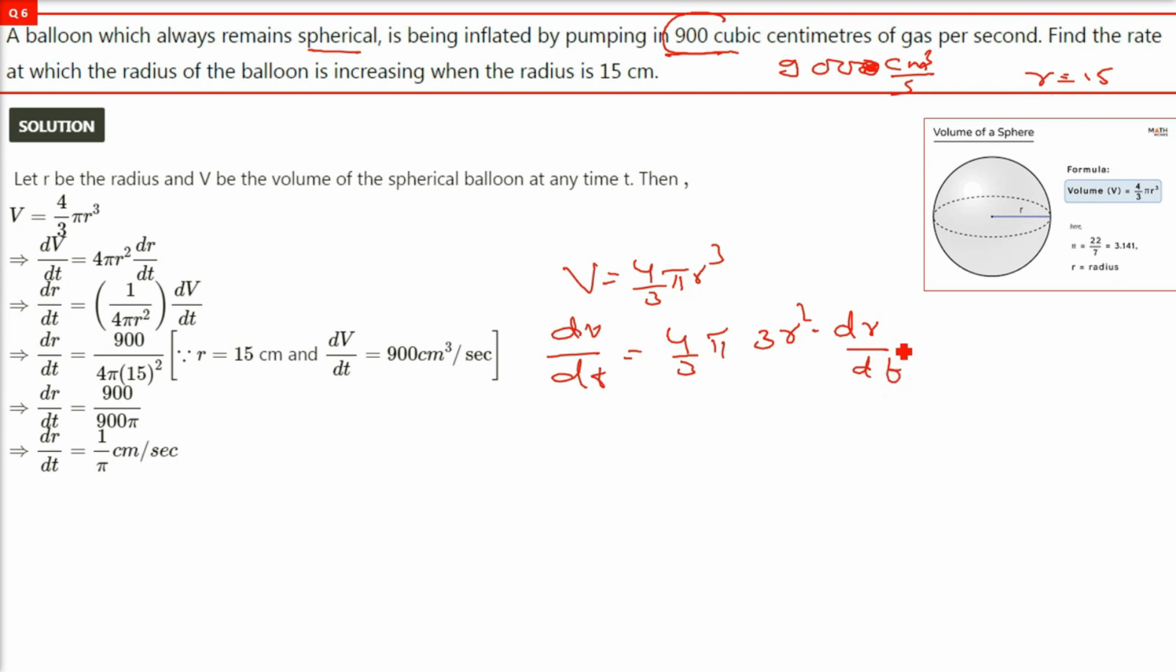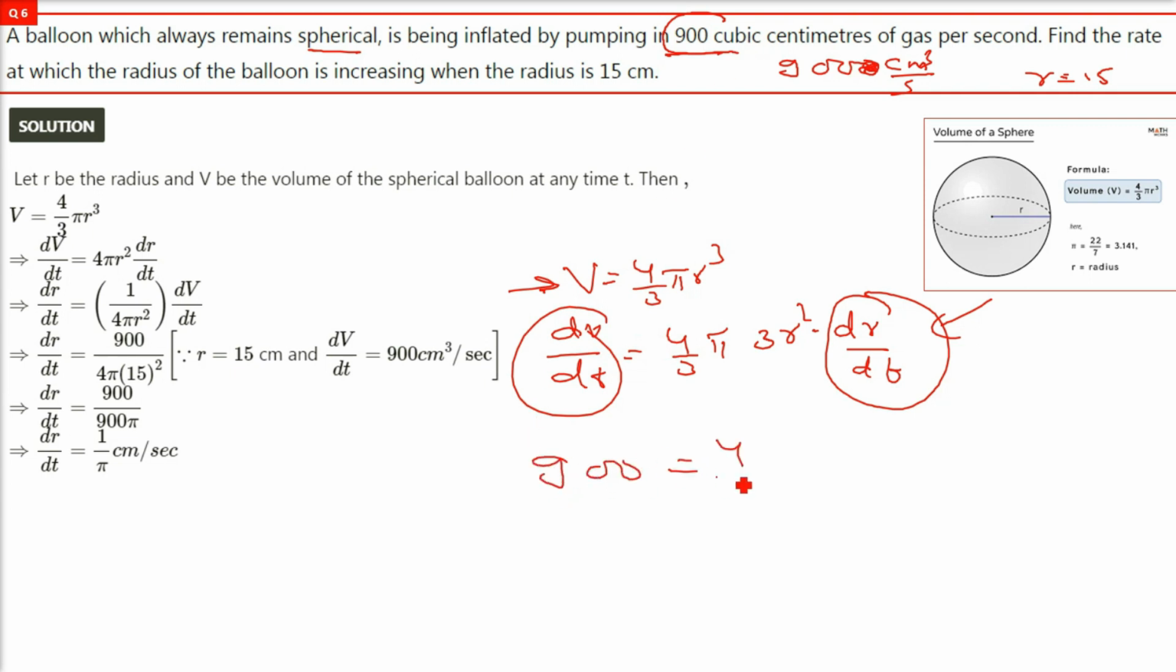dr by dt is not given, because the rate at which the radius of the balloon is increasing is to be found out. So dr by dt is to be computed here. dv by dt is already given in the question, which is 900 centimeter cube per second. So dv by dt is 900, and 4 by 3 pi into 3 r square. r is given as 15. So 900 is equal to 4 by 3 pi into 3 into 15 into 15, which is going to be 225.